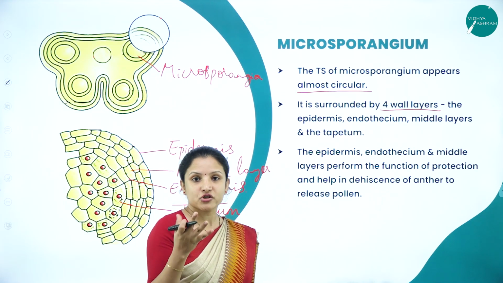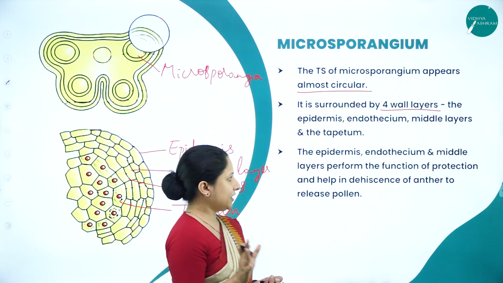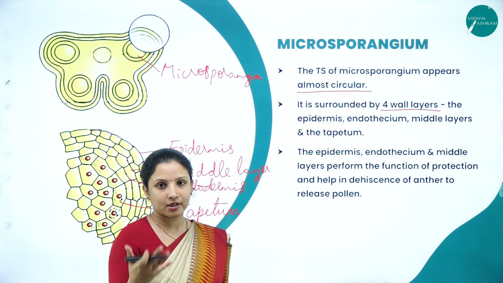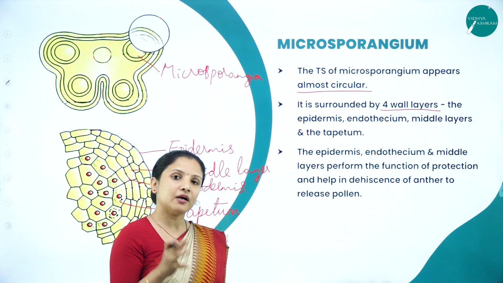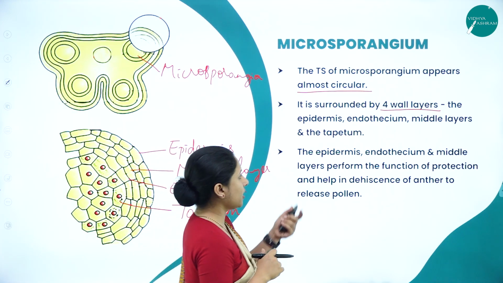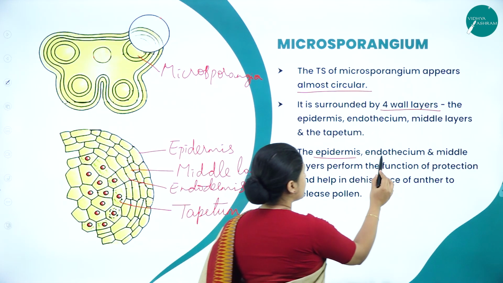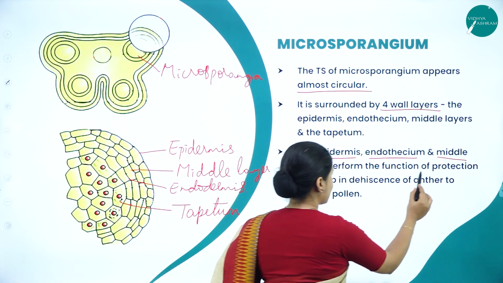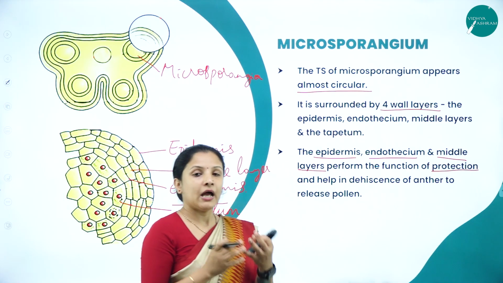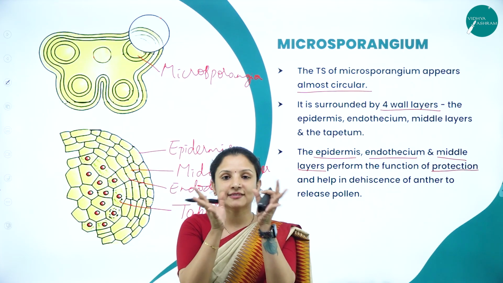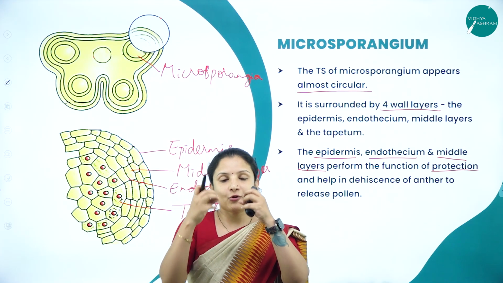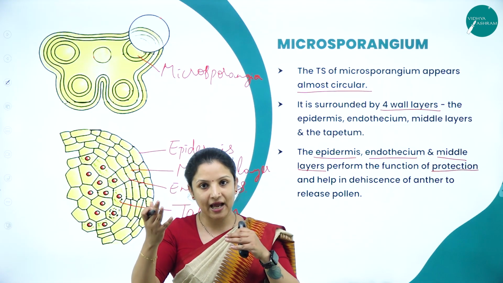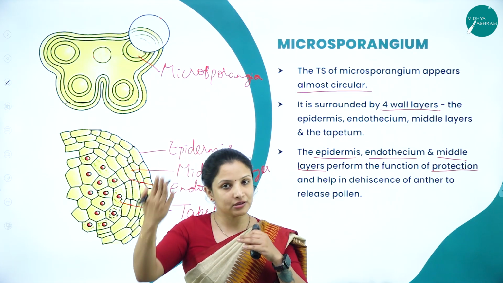What is the function of the tapetum? The function of the tapetum is that it gives nutrition to the developing microsporangia, apart from protecting them. The epidermis, the endothelium and the middle layers protect the anther altogether, and they also help in the dehiscence of the anther. Some of the microspore mother cells produce the pollen sacs, and in the pollen sacs the pollen grains get produced.